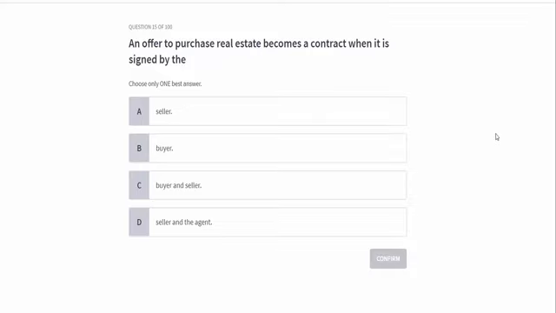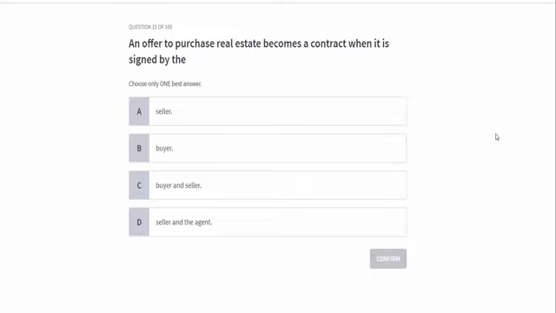All right, so an offer to purchase real estate becomes a contract when it is signed by, and it gives us 4 options. Is it A, the seller, B, the buyer, C, the buyer and seller, or D, the seller and the agent? So like always, here's some time for you guys to think it over. Alrighty, so hopefully you guys came with your answer on this one.